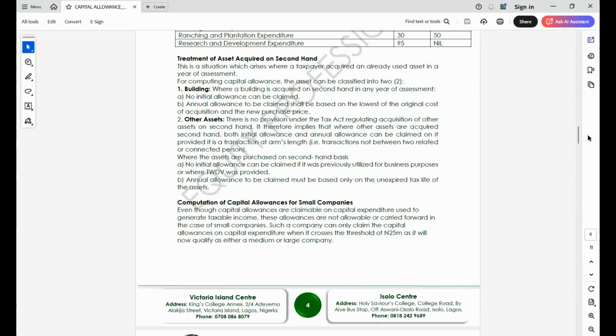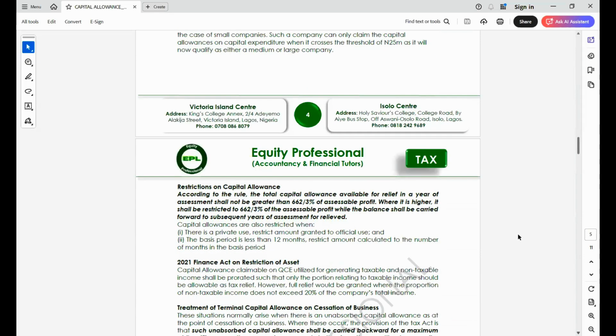What the requirement of the law is that they are going to look at from the period that they were small, how many years have they utilized that asset for, to determine the expired useful life of the asset, to know whether the asset will be available for capital allowance claim or not.